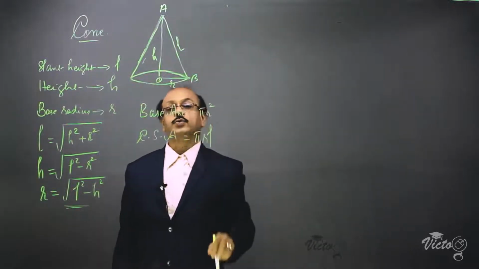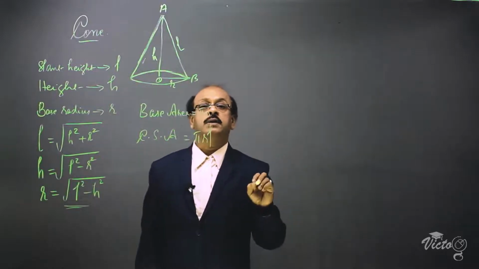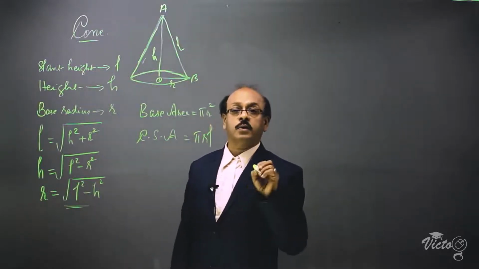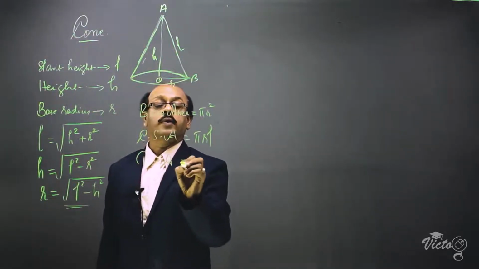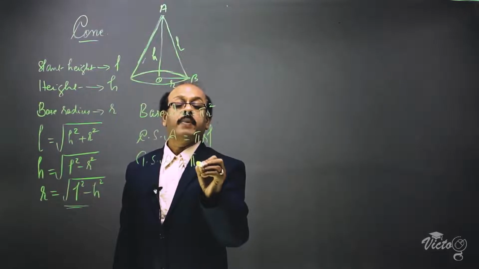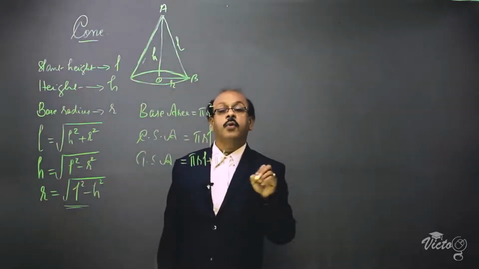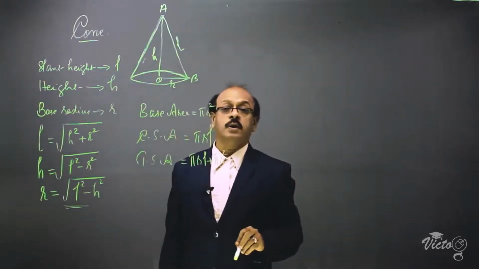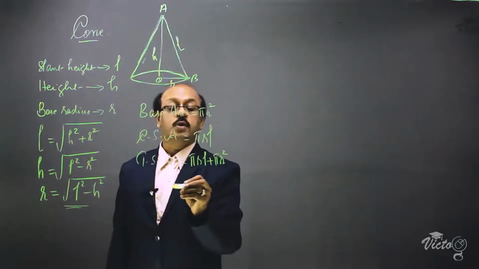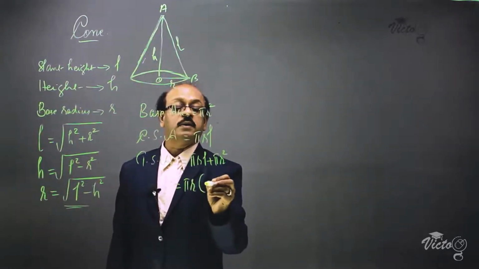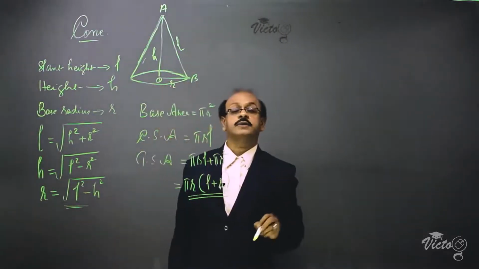Now, adding the curved surface area and base area, we get the total surface area of a cone. TSA means total surface area. Total surface area of a cone is equal to pi r L plus pi r square. Either we can use the formula as it is, or we can take pi r as a common factor; the remaining is L plus r. Pi r into (L plus r) is the total surface area.